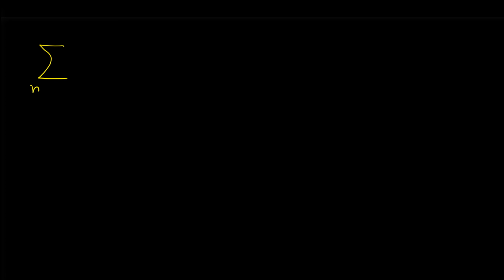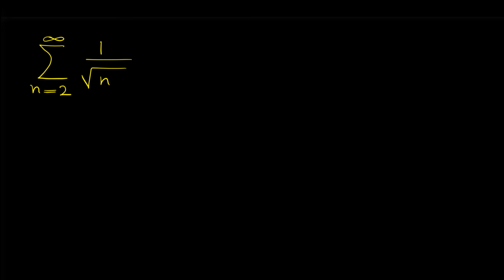Consider this series, sigma n from 2 to infinity of 1 over square root of n. Note that in this series, n starts from 2. But still we can use the integral test for this series. And it doesn't change anything. The only change that we should make in the integral test is that we have to also start our integral from 2.